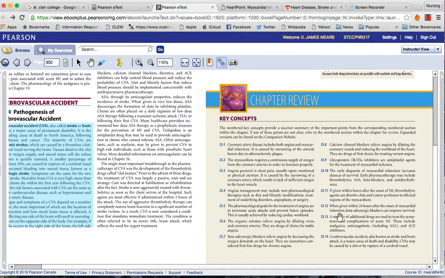Very good. All right. Any questions we should ask them? What are you going to do before you give a beta blocker? What are you going to do before you give a calcium channel blocker? Yeah. What are you going to do before you give nitroglycerin, etc.?